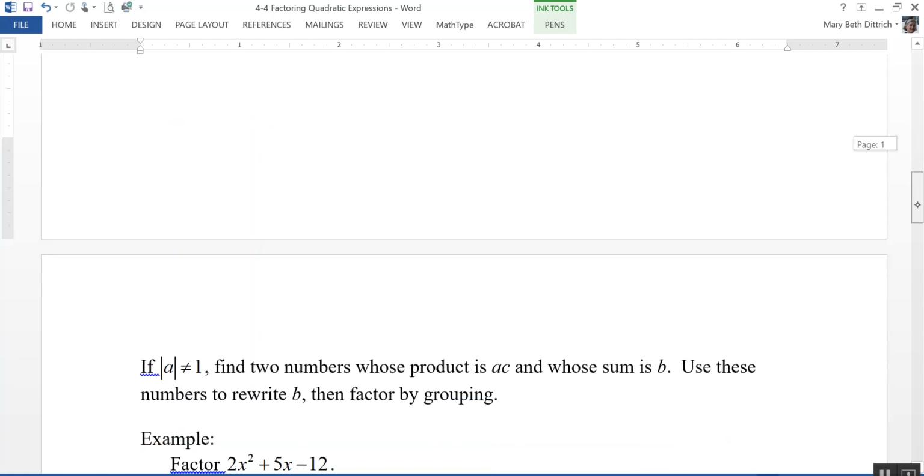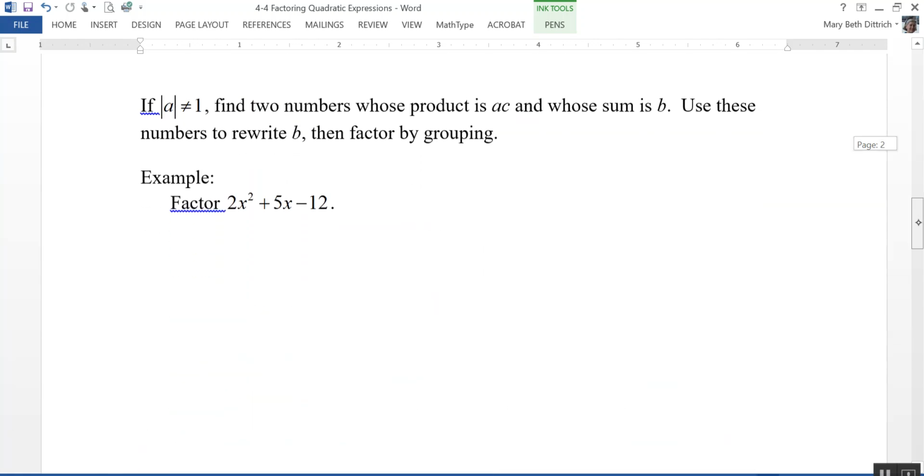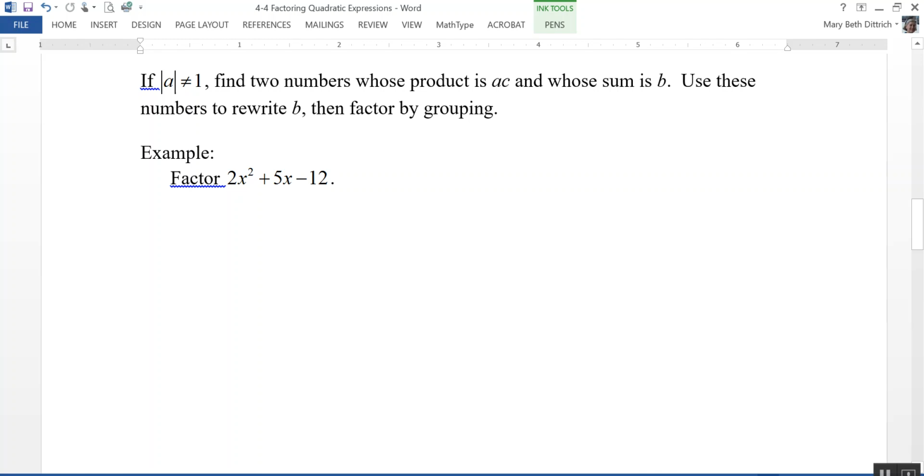Now in some quadratic expressions, the absolute value of a is not equal to 1. In other words, there is a number other than 1 in front of x squared. In this case, it's a little more complicated. We're going to be looking for two numbers whose product is a times c and whose sum is b. So two numbers that multiply to whatever a times c is, and the same two numbers have to add up to b. We're going to use these two numbers to rewrite our middle term, to rewrite b, and then we're going to factor by grouping.